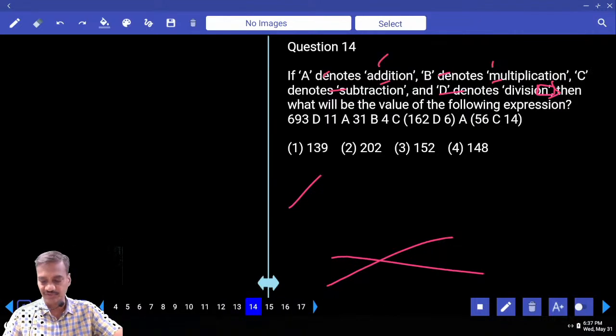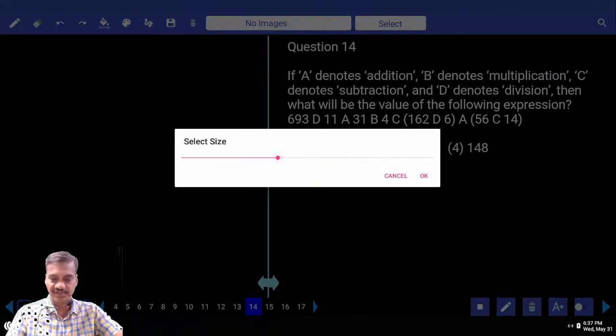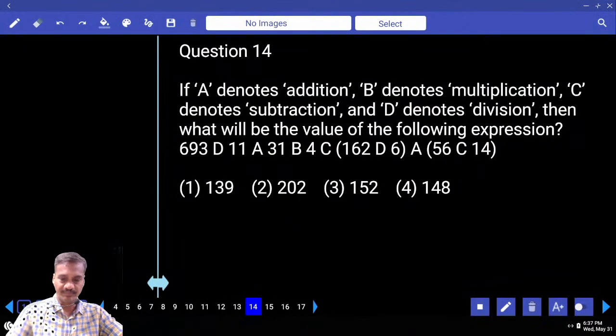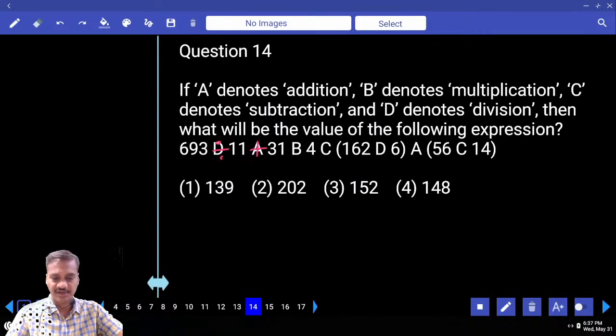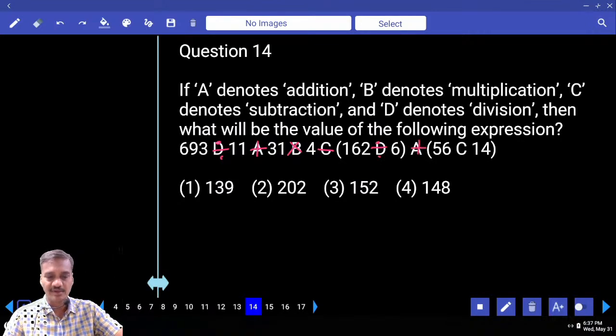The next, 14th one. Now in this question number 14, D stands for what? Division. 693 divided by 11. And A is what? Addition. B stands for multiplication, and C stands for subtraction, and D stands for division. A stands for addition, and C is for subtraction. Then what is the value? Now 693 divided by 11.